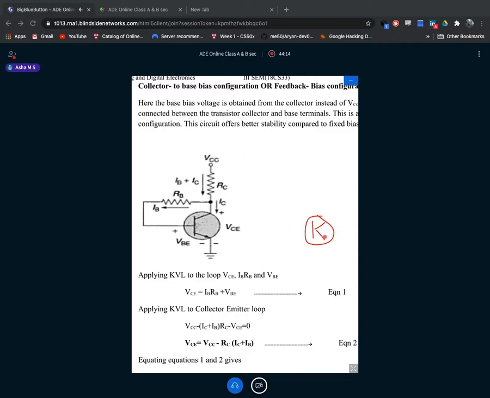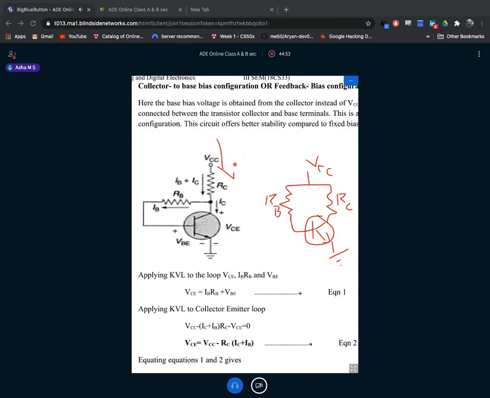So you can see here the collector to base bias configuration. Here, the same VCC was given to IBRB as well as to ICRC, correct? But here we have given VCC only to this ICRC. That is the difference. If you understand this difference, then you will not get confused and you won't lose your marks in the examination. Here VCC is given only to RC in this collector to base bias.